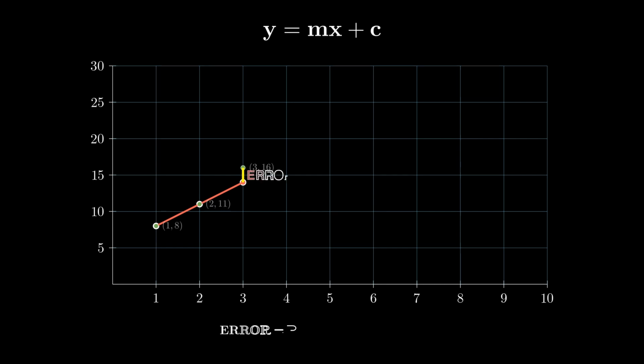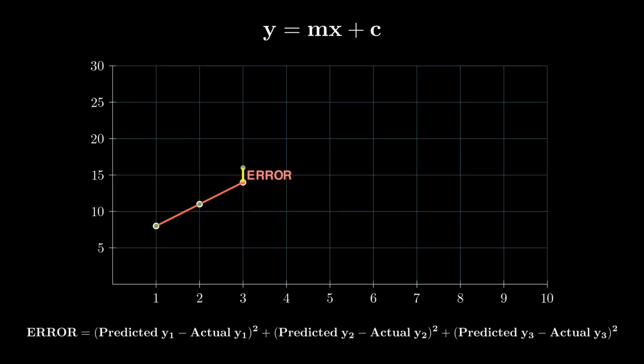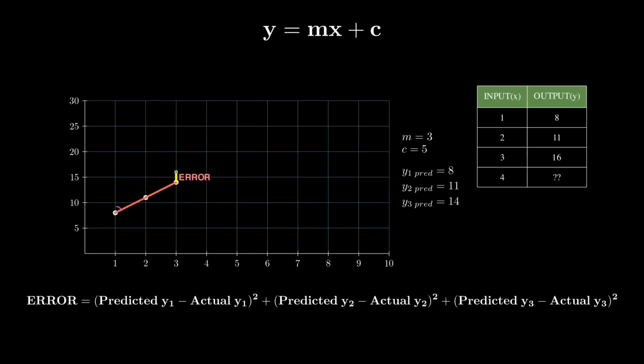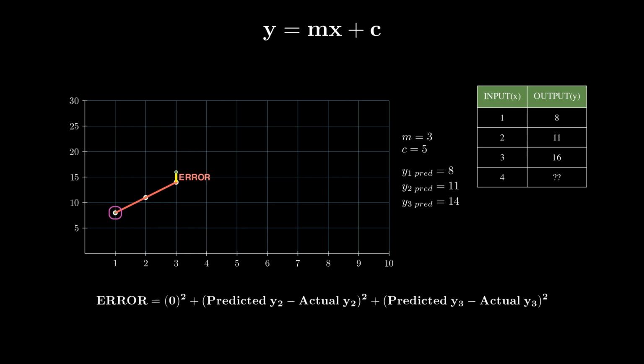To calculate the error, we take the difference between predicted y and actual y and square it to keep it positive. We repeat this for each point, and when we add up all these squared errors, we get what's called the total error, and our goal is to make that as small as possible. For the first data point, where x1 equals 1, the predicted value y1 pred comes out to be 8, and the actual y1 value is 8. So the error contribution from this point is 0.